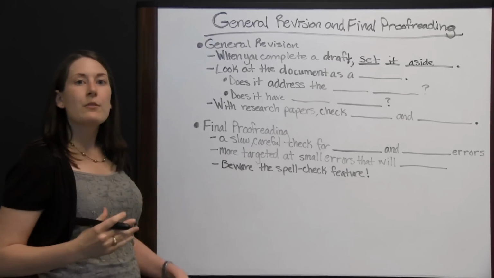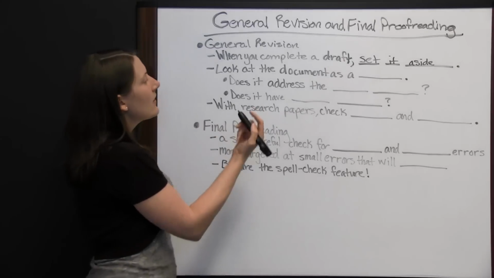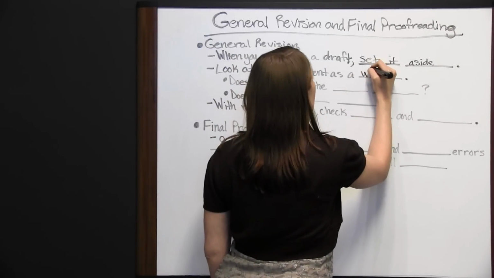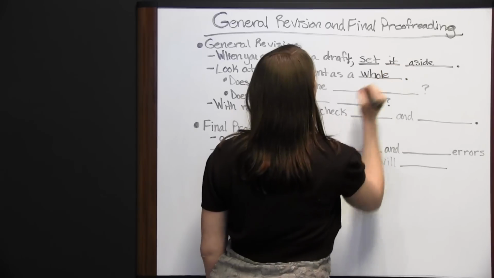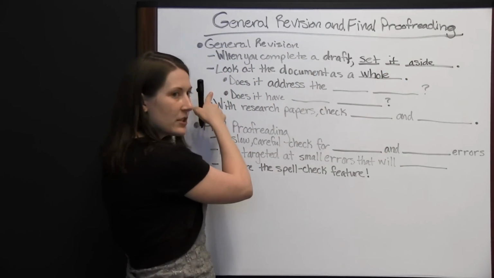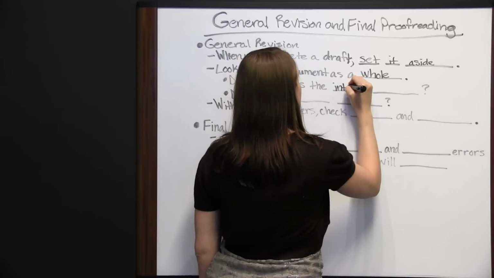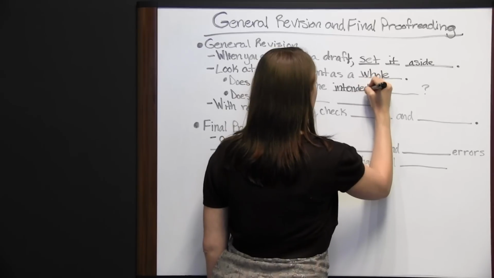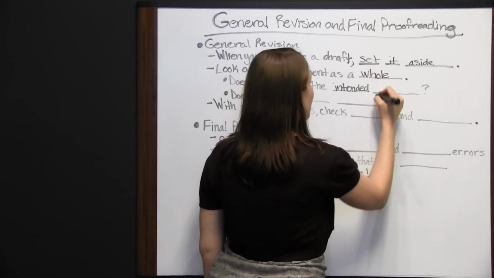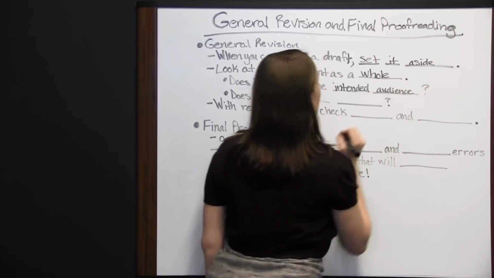So once you're able to come back to your paper as an objective party, look at the document as a whole. Look at the whole essay, the whole composition, and ask yourself these questions. Does it address the intended audience? You were supposed to know who you were writing to. You should have been aiming at a specific audience.